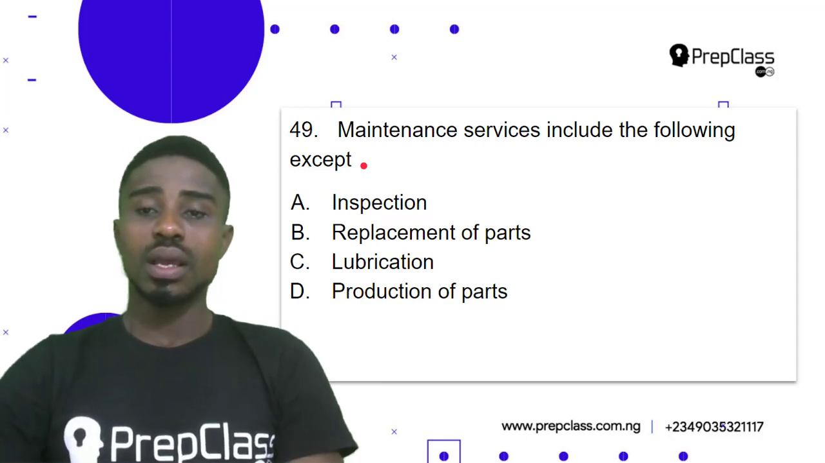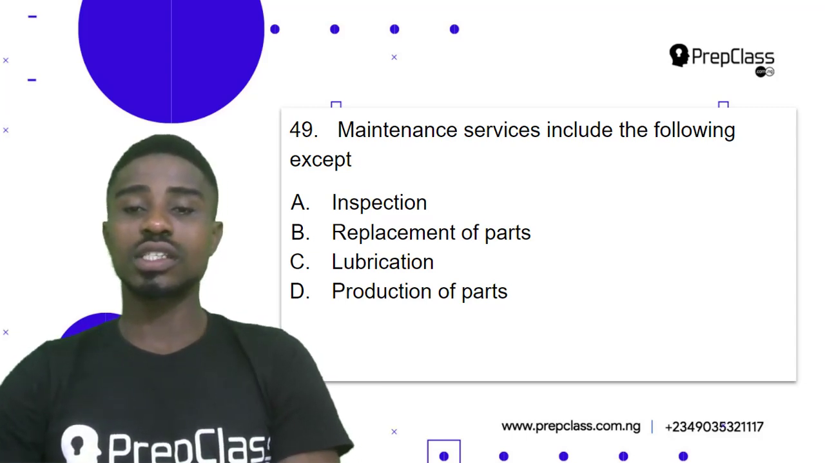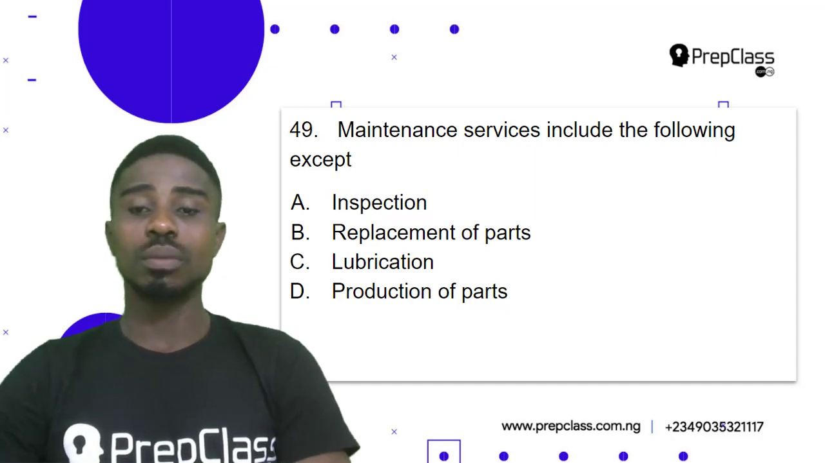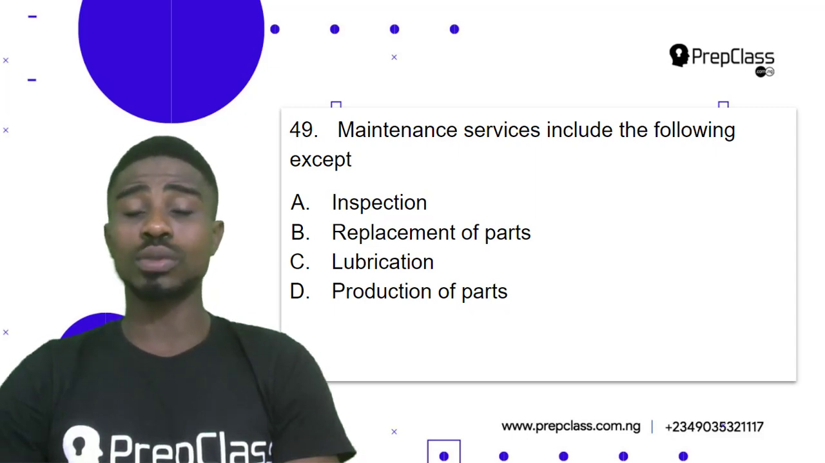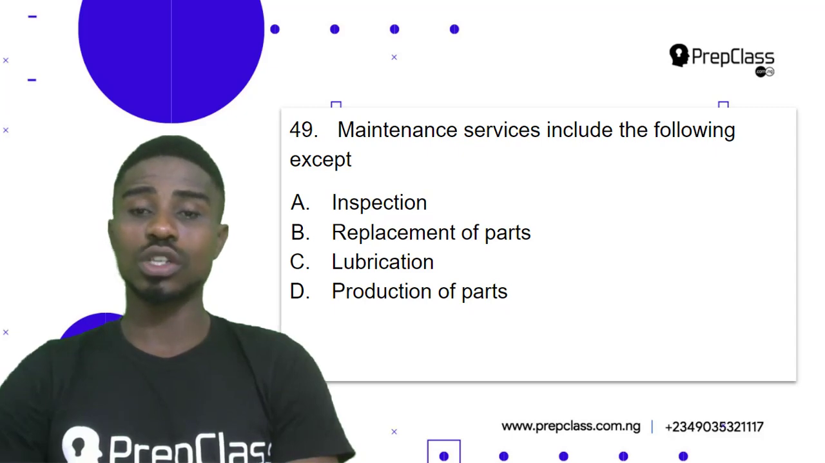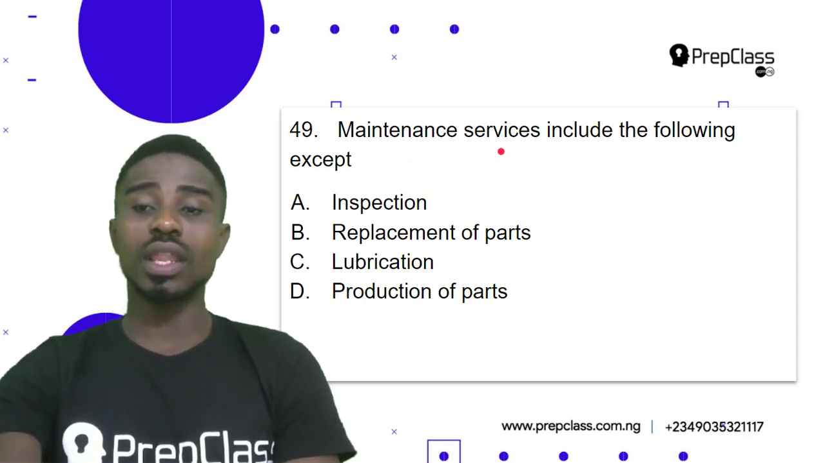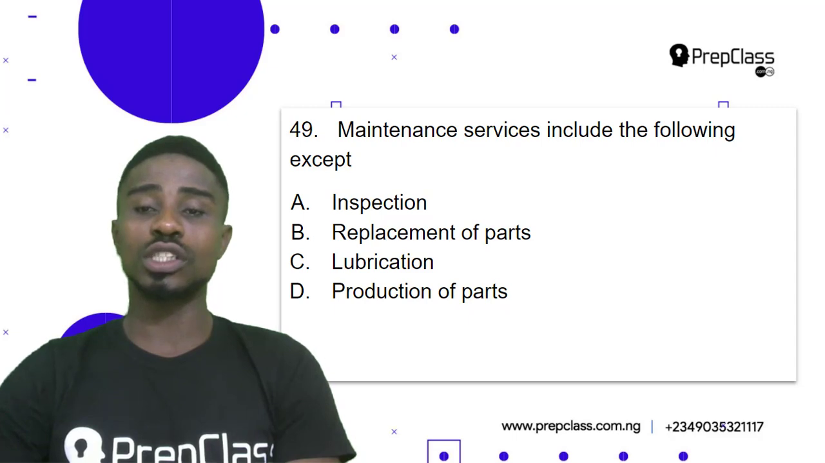Question 49. Maintenance service include the following except A. Inspection, B. Replacement of parts, C. Lubrication, D. Production of parts. For us to carefully select the correct answer, we would analyze all of the options and see which one best answers the question. It's saying maintenance services include the following except. A. Inspection. Inspection actually is an approach in maintenance service because you're trying to carry out a survey or a lookout to see if any part needs repair or needs to be checked on.